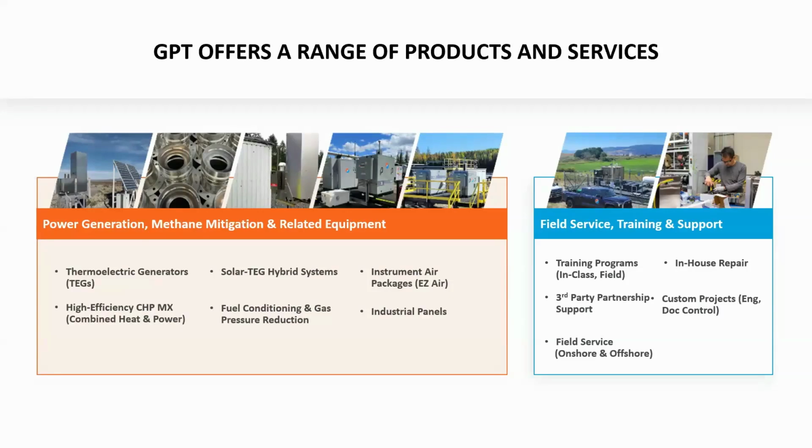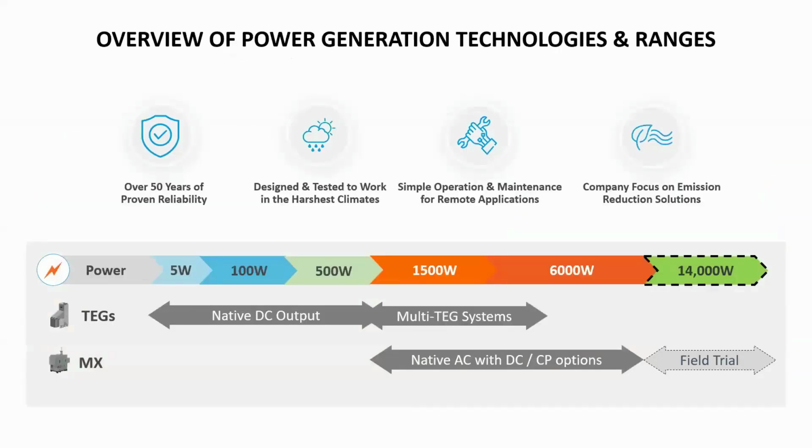So just before we dive into TEGs with handing over to Brian, I'll tell you a little bit about the difference between our power generation options. So on the TEG side, we're focused on lower power generation from 5 watts up to about 500 or 550 for individual TEGs. It's native DC power output, and they can be combined together to create a multi-TEG system. However, we also have the MX, which has a higher efficiency in that higher power range that could also be considered as an alternative to a multi-TEG solution.